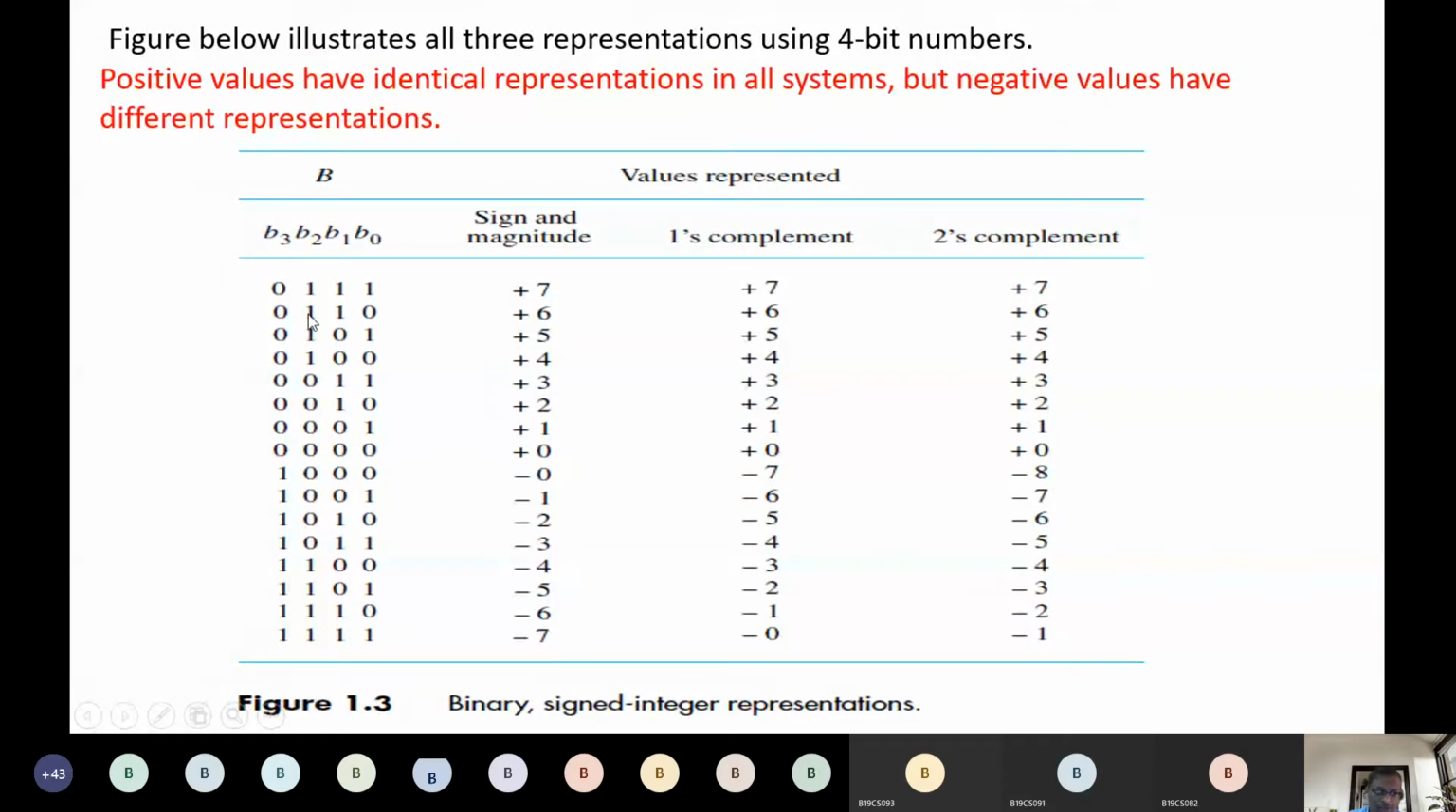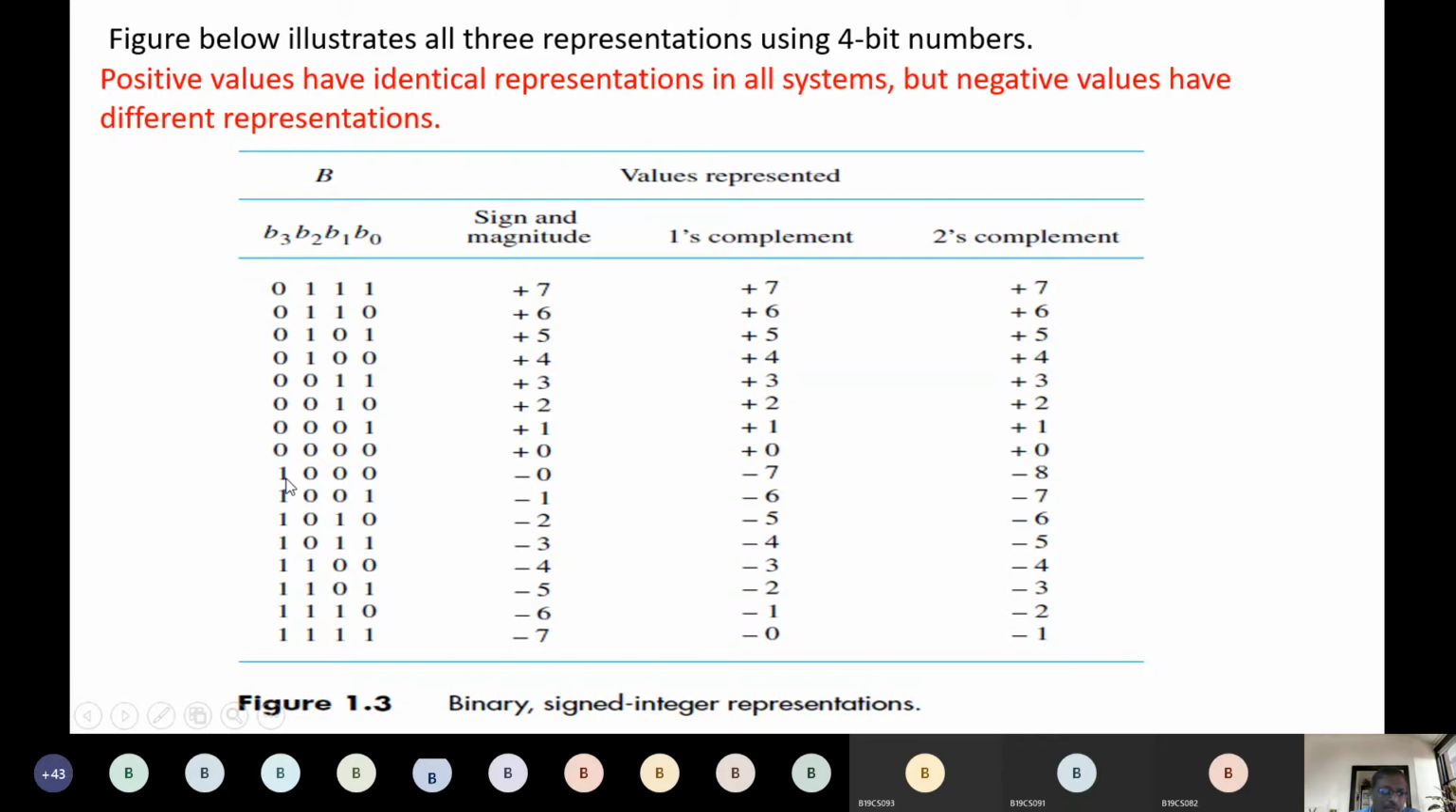Similarly, for 0, 1, 1, 0, it's plus 6 in this format also, and in this format also it is repeated as 6 only. So for all the positive numbers, you can see it's the same. Plus 7 to plus 0, plus 7 to plus 0, plus 7 to plus 0, you can see the representation is the same. For every binary representation, the respective representation in sign and magnitude, ones complement, and twos complement are the same. The difference comes after, when representing negative numbers.